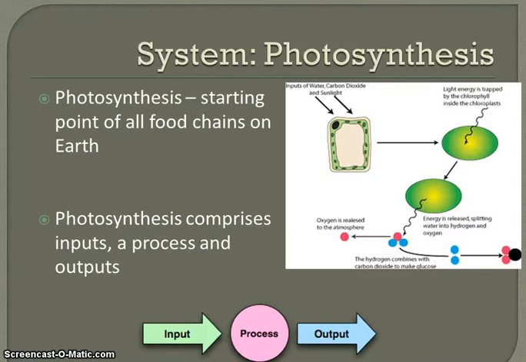Let's use photosynthesis as an example because it's the starting point of all food chains on Earth. We have inputs, which are solar energy, water, carbon dioxide. So that's input into the system, and then within the plant, the light energy is trapped. We have a chemical reaction, so that's the processing, and then we have our output: oxygen, carbon dioxide, and glucose, when the solar energy is converted into chemical energy.